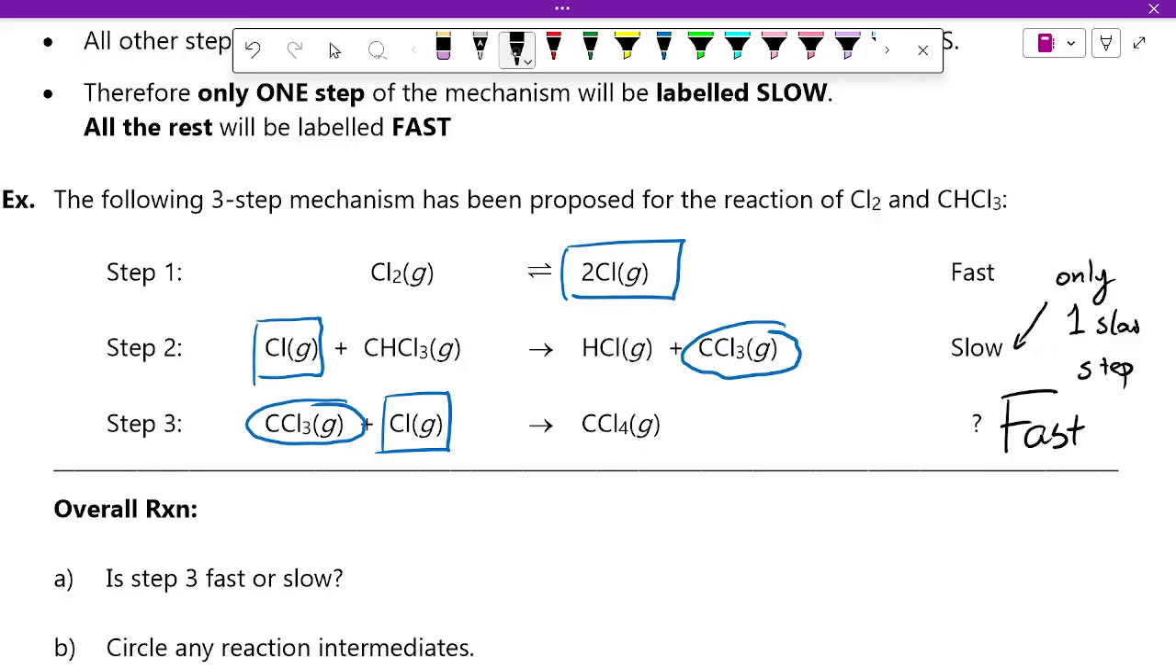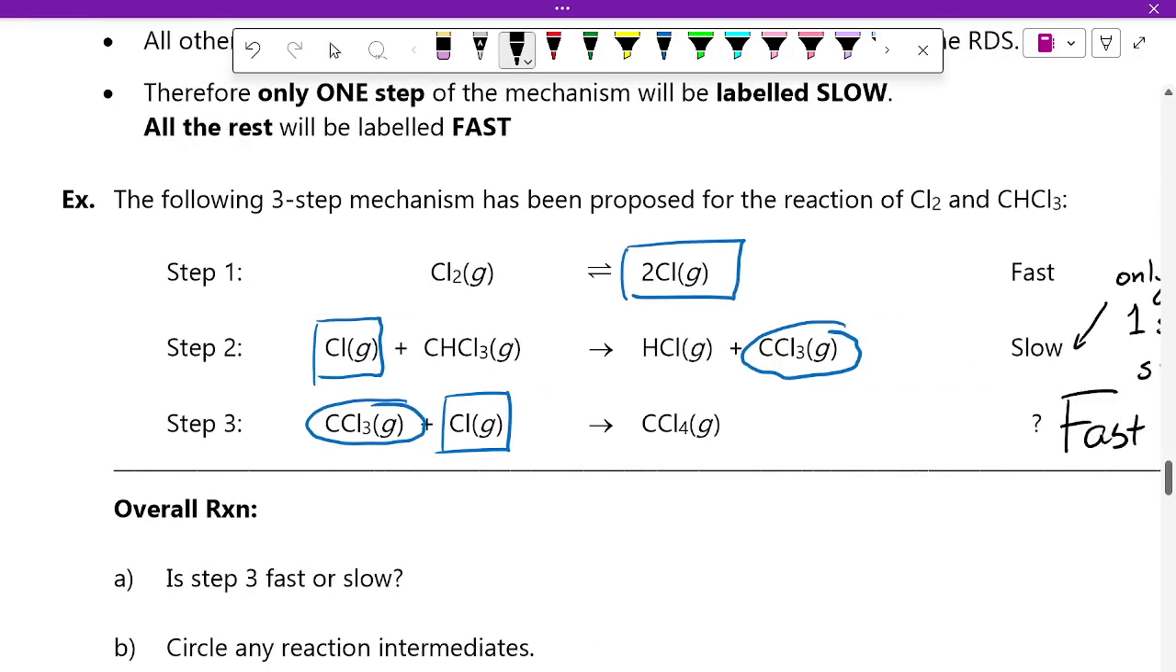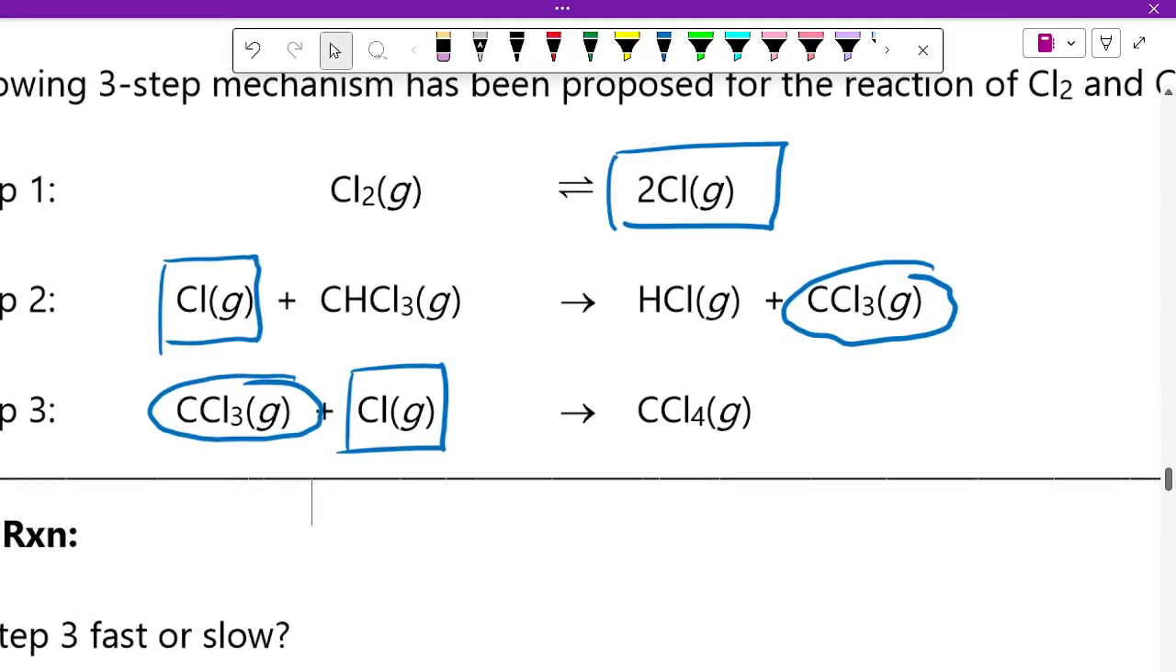So let's add up the steps to find the overall reaction. Basically all you do is you say, I'm just going to cancel these all out and add it up. If you guys could please do that.